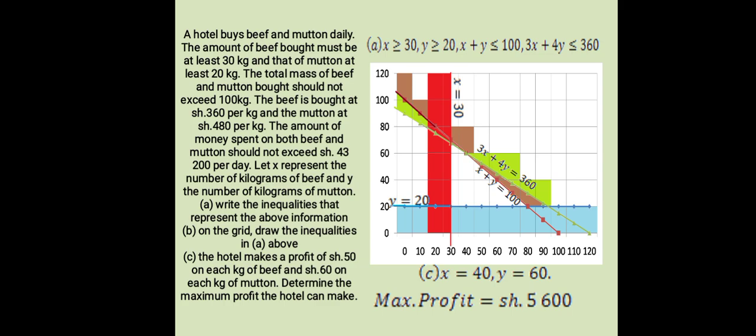Let X represent the number of kilograms of beef and Y the number of kilograms of mutton. A. Write the inequalities that represent the above information. B. On the grid, draw the inequalities in A above. C. The hotel makes a profit of 50 shillings on each kilogram of beef and 60 shillings on each kilogram of mutton. Determine the maximum profit the hotel can make.